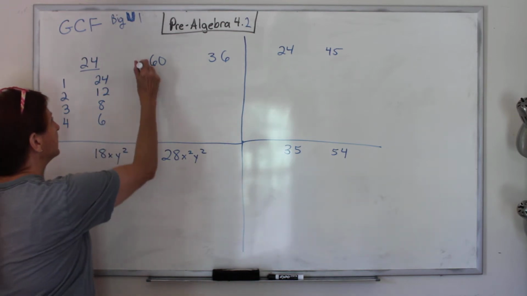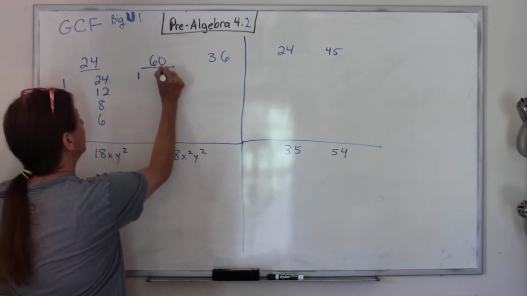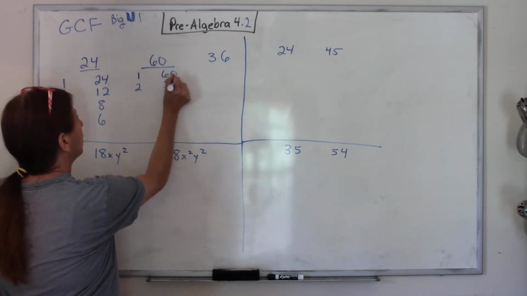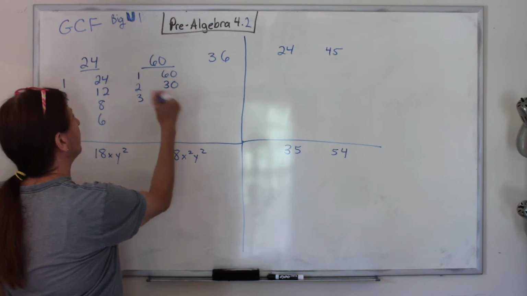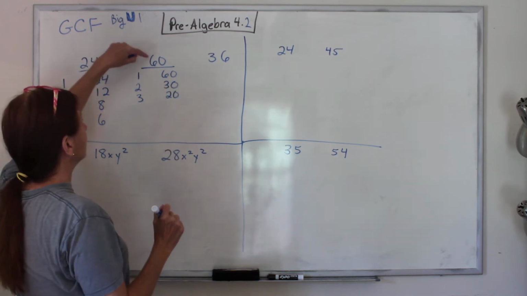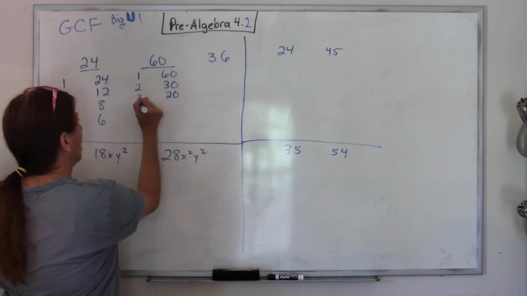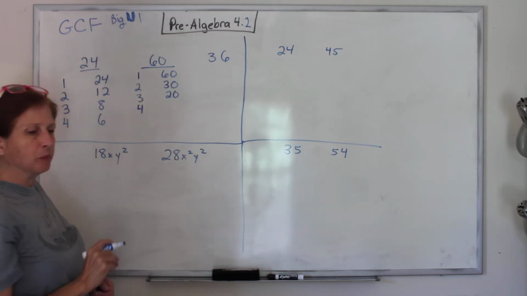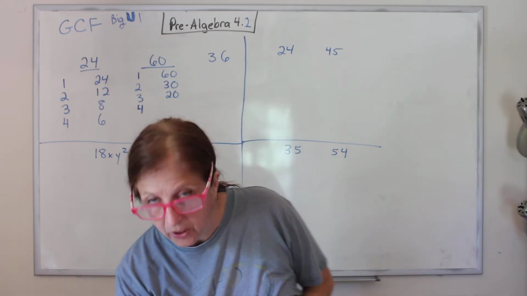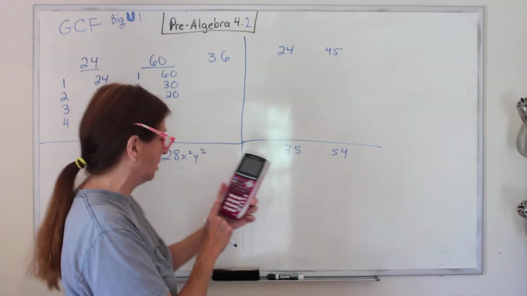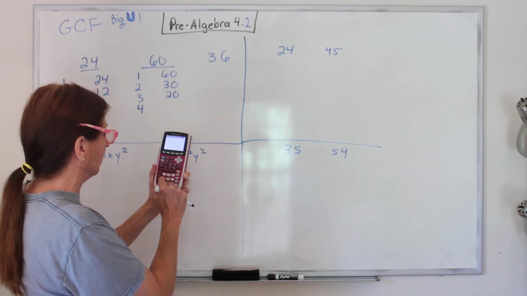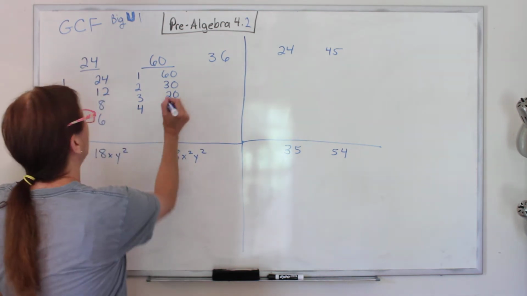Okay, let's try 60. 1 and 60. Does 2 go into 60? Yep, 30 times. Does 3 go into 60? Yep, 20 times, because it goes into 6 two times. How about 4? I don't know if 4 does right off the top of my head. So if you get one like that you're not sure about, 4 going into 60, use your calculator. 60 divided by 4, oh yes, 15.